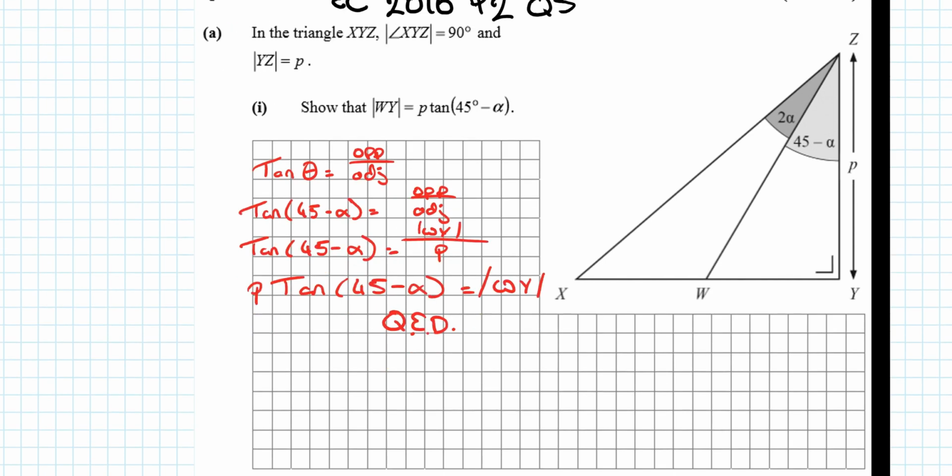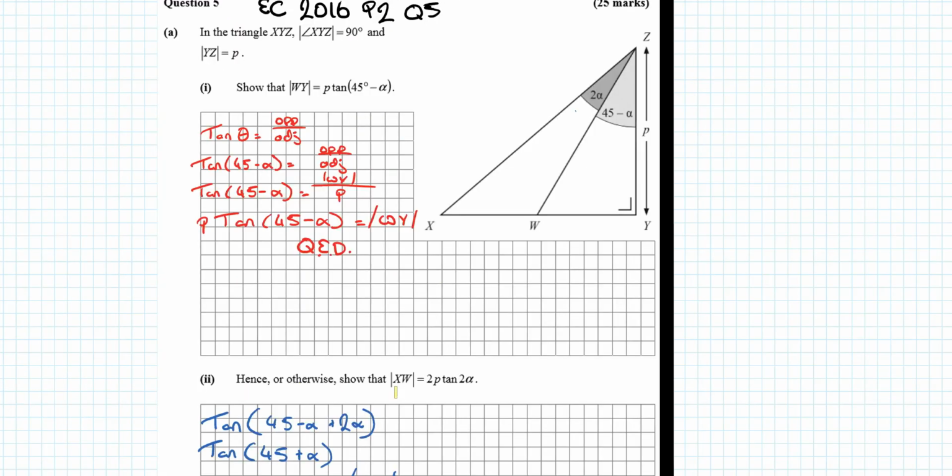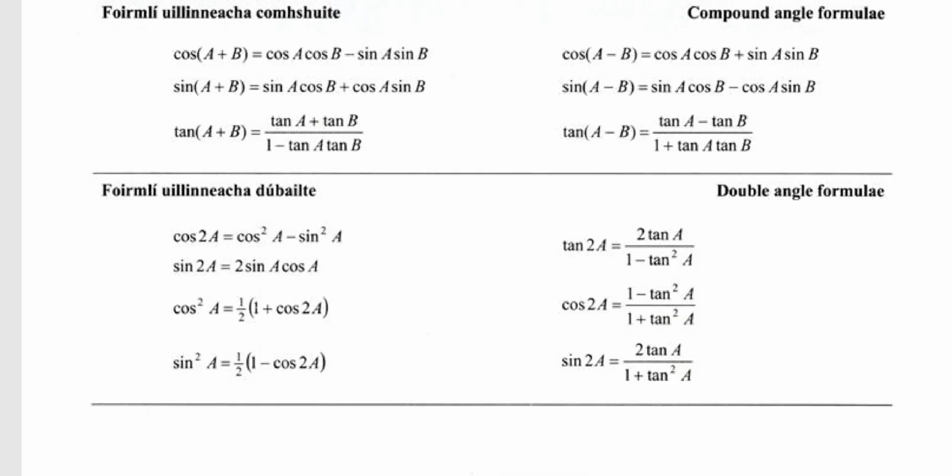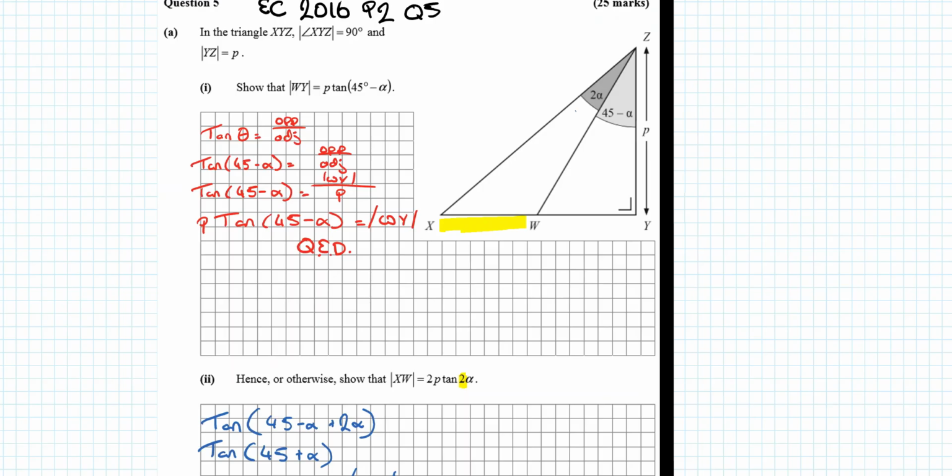Okay, so the second part of the question says, hence or otherwise show that XW is equal to 2P tan 2 alpha. Okay, so it's a double angle here, double meaning the angle is multiplied by 2. So we're probably going to end up using our log tables, the double angle formula in the log tables, somewhere along the way to get tan 2 alpha. Just being aware, somewhere we're probably going to end up using that.